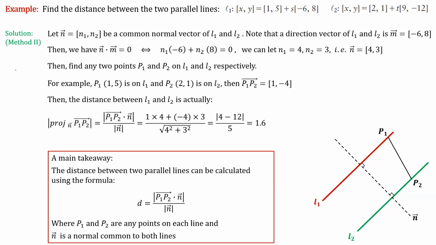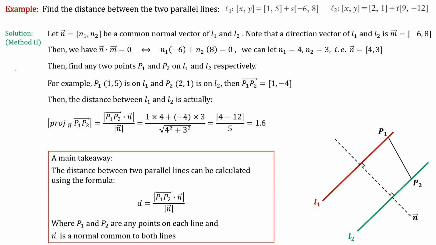For example, according to the vector equations for both lines, we know P1, whose coordinates are (1, 5), must be on L1, and P2, whose coordinates are (2, 1), is on L2, right? As shown here in this graph. Then we know the vector P1P2 is given by (1, -4). Then the distance between L1 and L2 is actually the magnitude of the projection of P1P2 on the normal vector n, right? Can you see that?